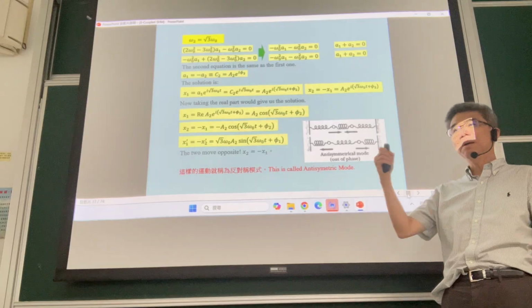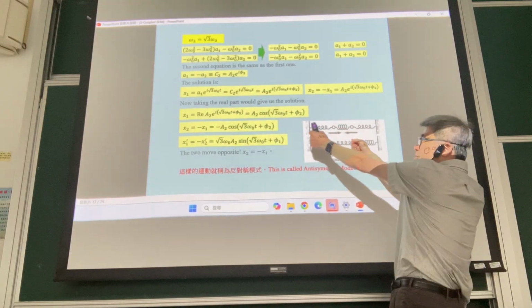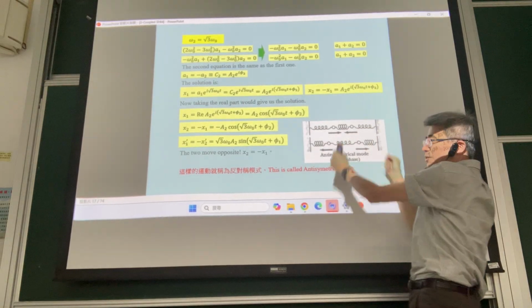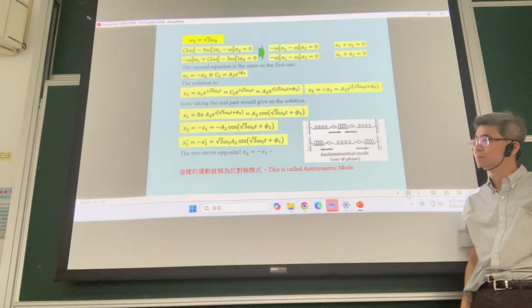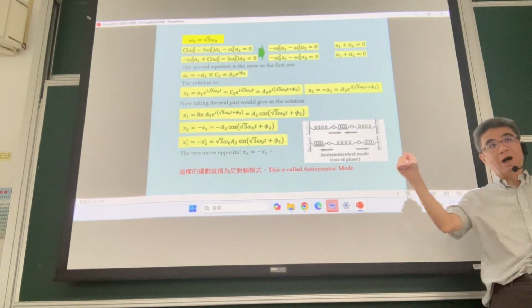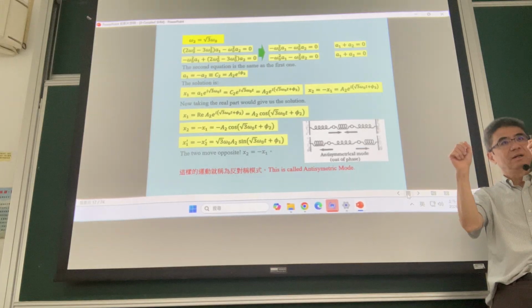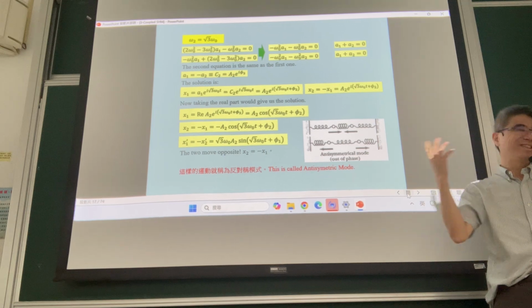x1. So that means when one moves in this direction, the other must move opposite. Okay, so it's almost like this. So this is called anti-symmetric mode. This mode is called anti-symmetric mode. But the two are oscillating, okay, instead of the two oscillating together, they oscillate opposite to each other. Okay, so you see the point?